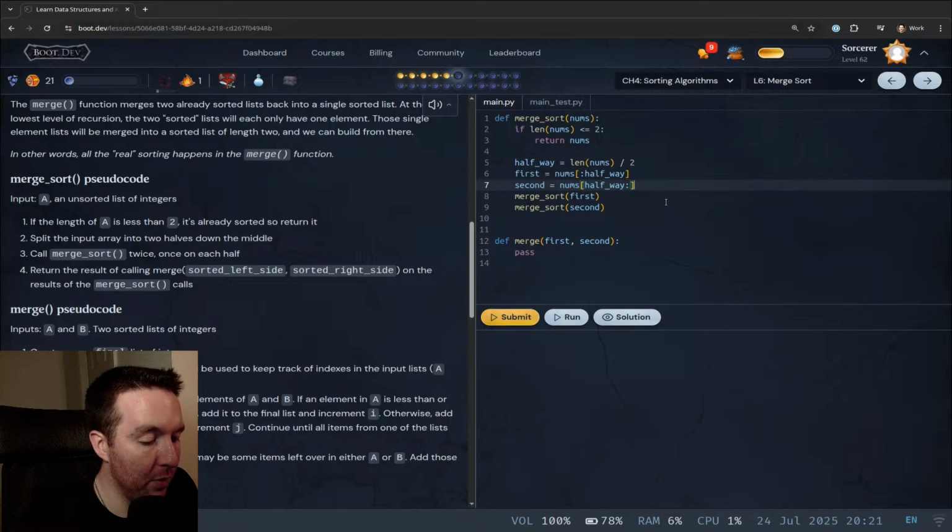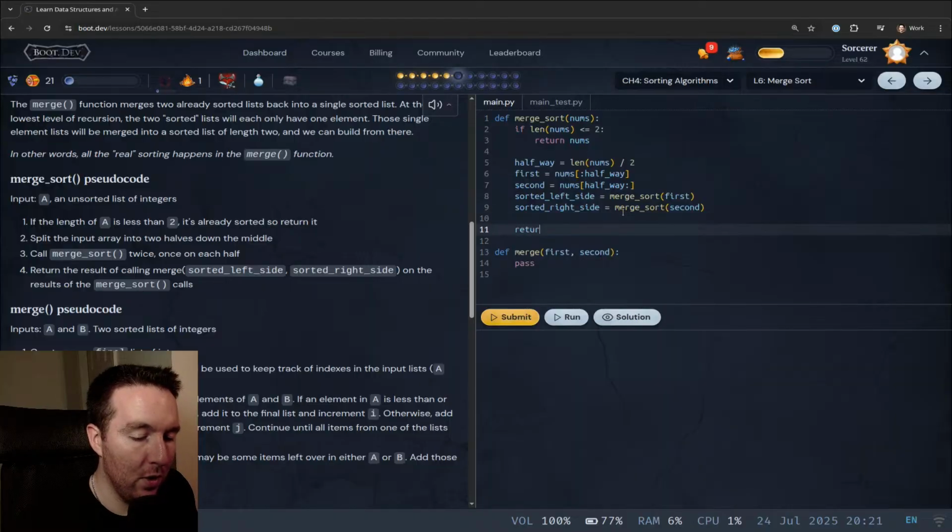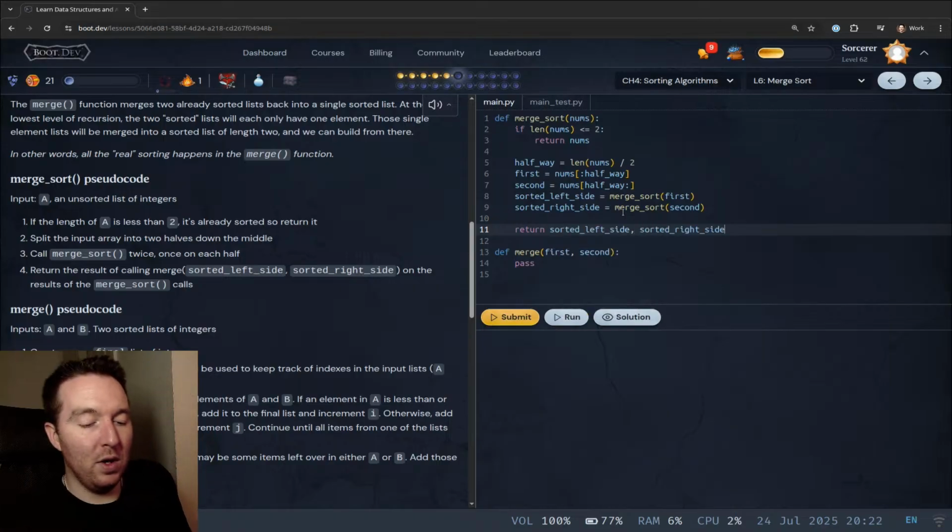Return the result of calling merge on the sorted left side and the sorted right side. So return the results of calling merge, with sorted left side, sorted right side, on the results. Okay, so then the merge pseudocode.